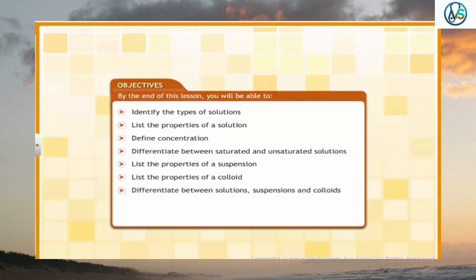This lesson is all about types of mixtures. By the end of this lesson, you will be able to identify the types of solutions, list the properties of a solution, define concentration, differentiate between saturated and unsaturated solutions, list the properties of a suspension, list the properties of a colloid, and differentiate between solutions, suspensions, and colloids.